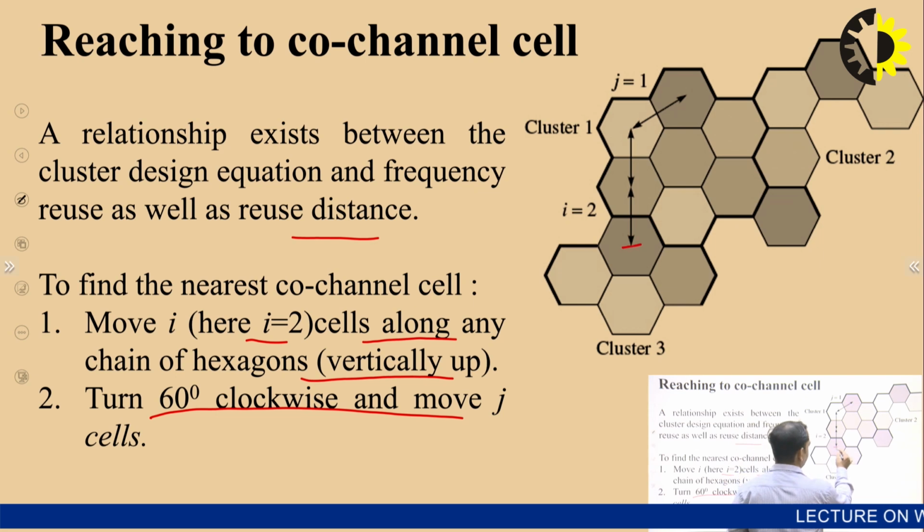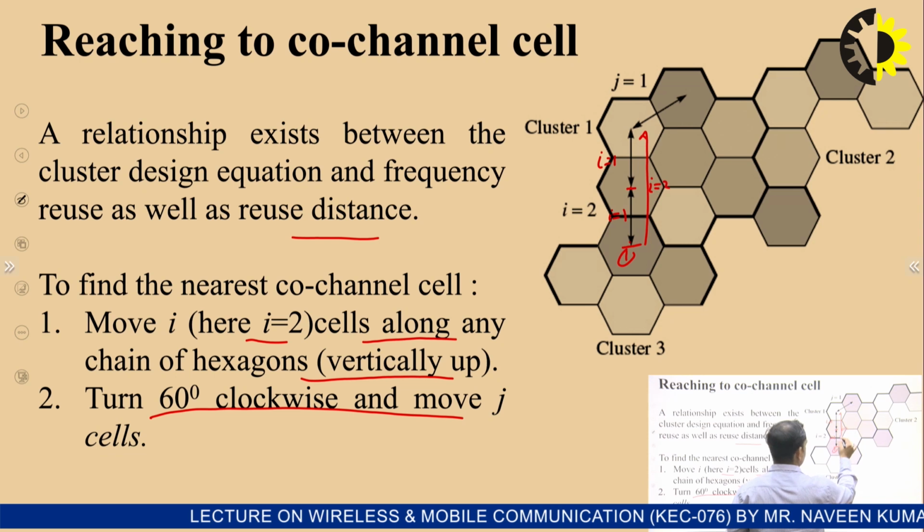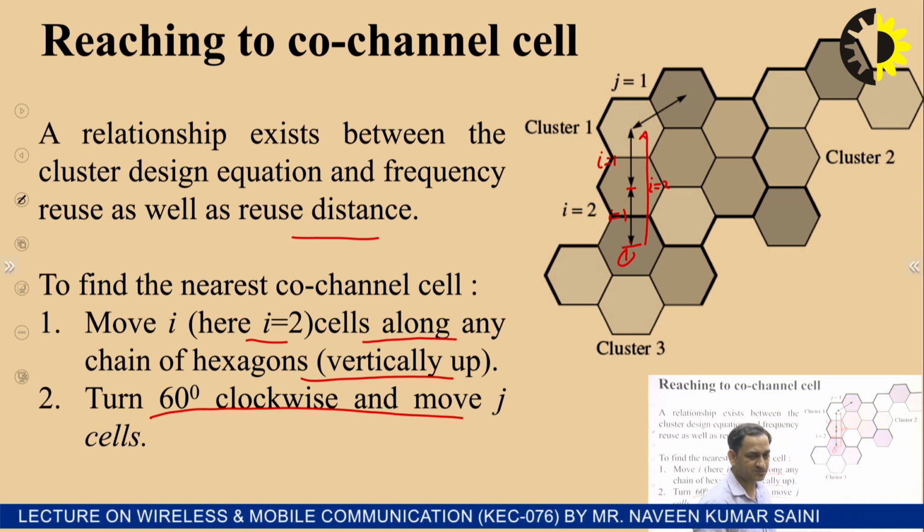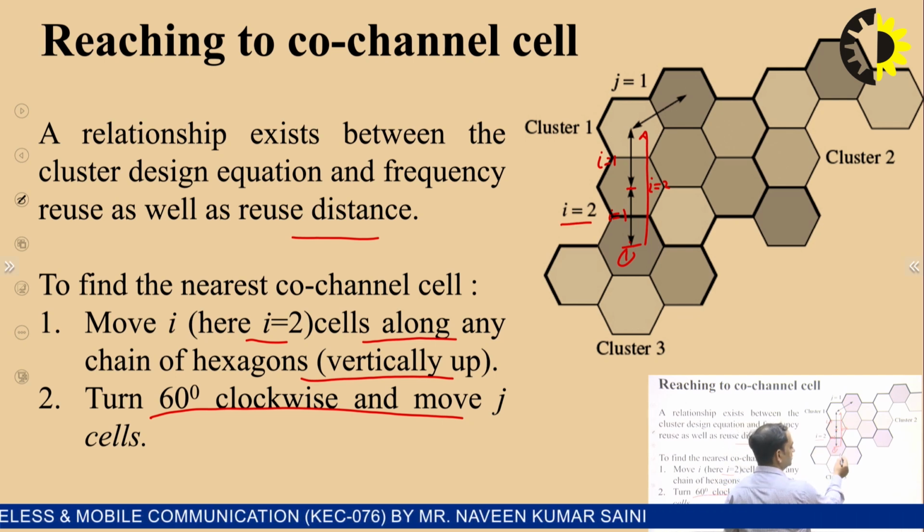Suppose we are here right now. From this center to this center, i is equal to 1, and from this point to this point again i is equal to 1. So from this point to this point the i value is 2. As I said, i and j are the distance between the base stations, but there is a movement. When i is equal to 2, it means we are moving from this point to this point, 1 and then 2.